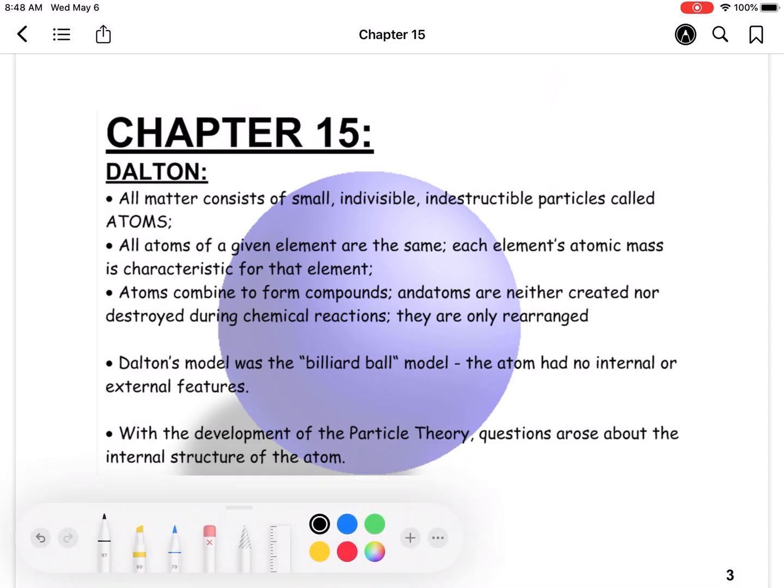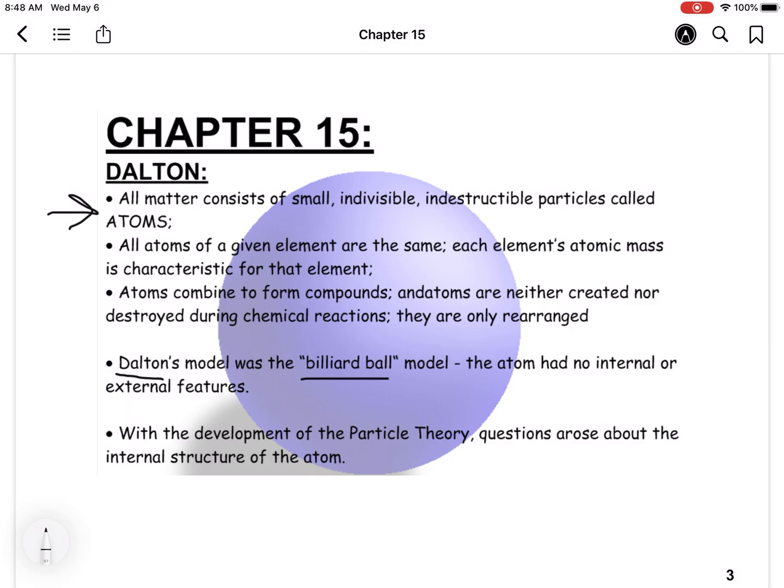We're starting with Dalton. Dalton is the first one, and he basically says all matter consists of small, indivisible, indestructible particles called atoms, and all atoms are the same in each element. This is known as the billiard ball model. So Dalton has the billiard ball model.